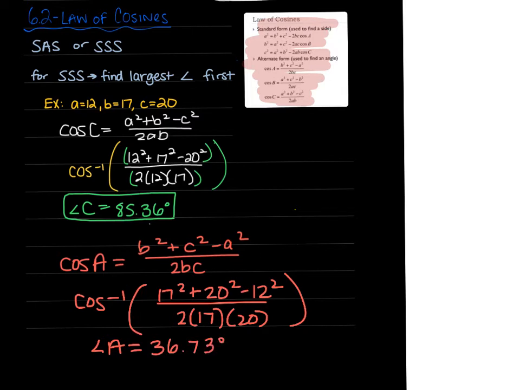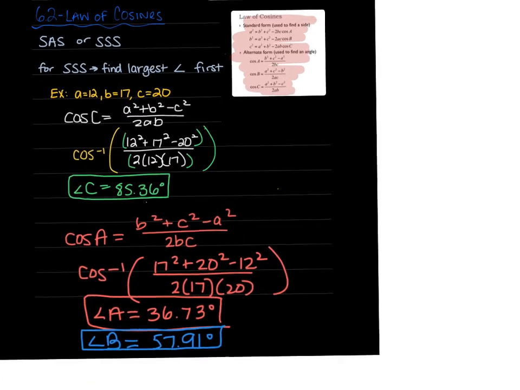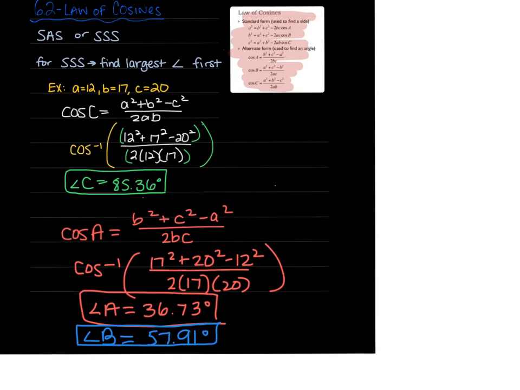And I get angle A is 36.73 degrees. And then it's a triangle, so all three angles add up to 180. I just have to subtract these two from 180. And I get the remaining angle, which was angle B, and that's 57.91 degrees. And now you've got all three angles for this triangle.